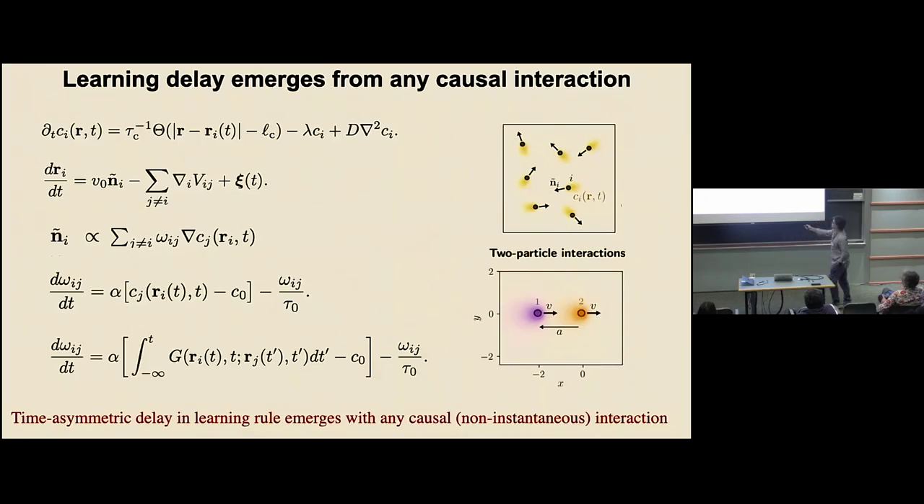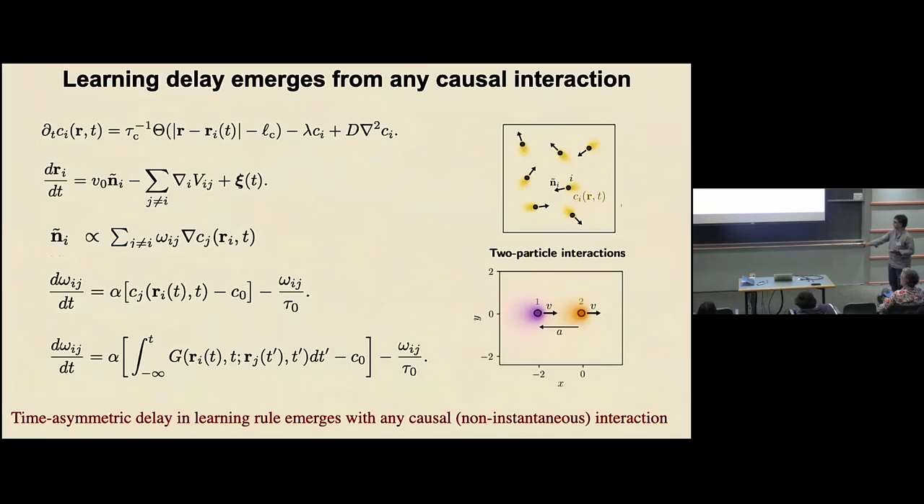At the bottom line here, this is really the main message: the learning delay emerges from any causal interaction that is mediated by a field. Now, in the example of our friends with the droplets, of course, you have to move sufficiently fast for that deformation to happen. So it all depends on the Péclet number. In other applications, there would be some other dimensionless parameter. But the root is just this.